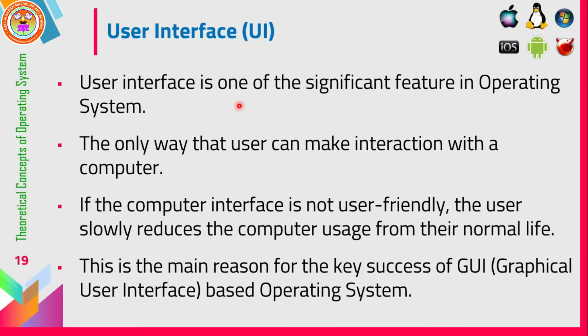In a computer or laptop, whatever you see on the desktop screen is known as the user interface. So what is the meaning of this? We'll see it one by one. Point number 1: the user interface is one of the significant features of an operating system. It is a main or important feature of the operating system. It is the only way that the user can interact with the computer.